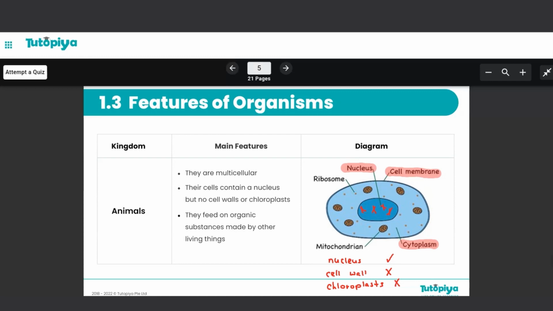So what exactly is a chloroplast? A chloroplast is basically a tiny organelle found inside some cells, which helps those organisms to photosynthesize and produce their own food.